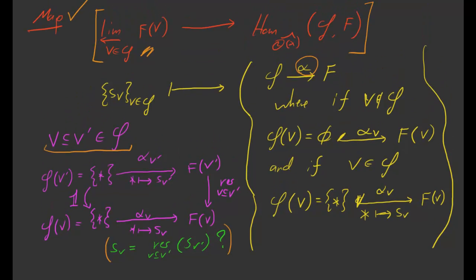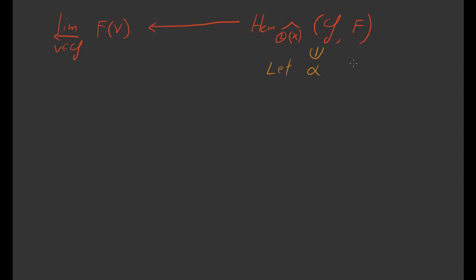I'll go over here instead. So now we want to define a map from the Hom set into here, Hom O of x hat S f. Okay, so it's not hard to guess what this is going to be. So let alpha be inside of here.